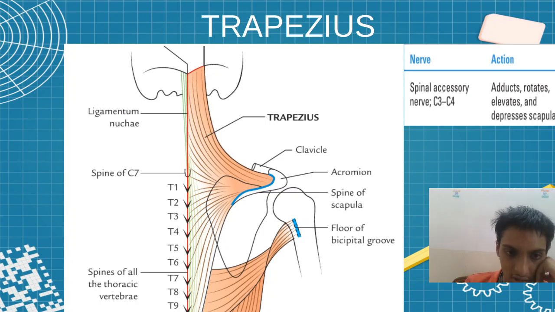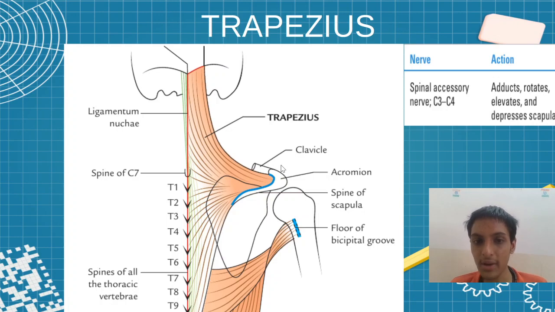Right, trapezius first. Origin: the external occipital protuberance, and also C7 to roughly T10 vertebra. Insertion is into the upper crest of the spine of the scapula. This is supplied by the spinal accessory 11th nerve.